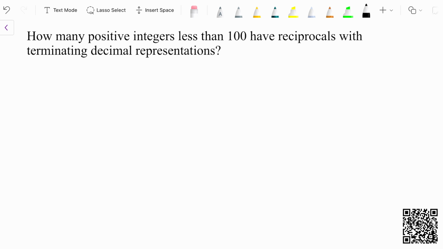Our only question today is how many positive integers less than 100 have reciprocals with terminating decimal representations?